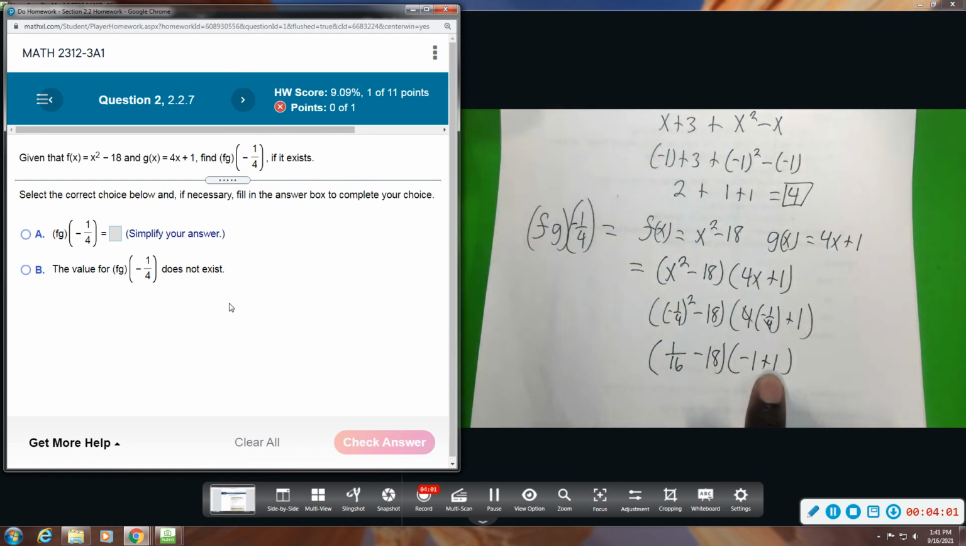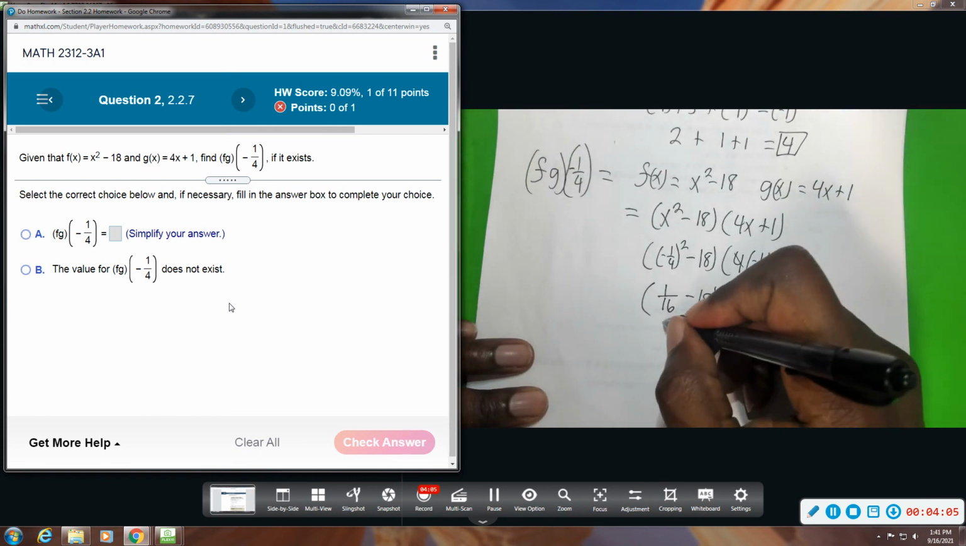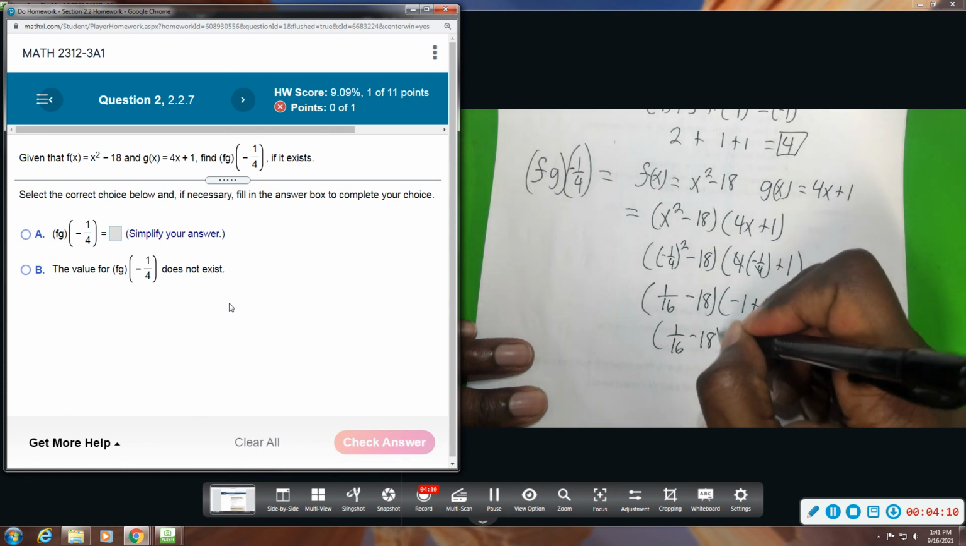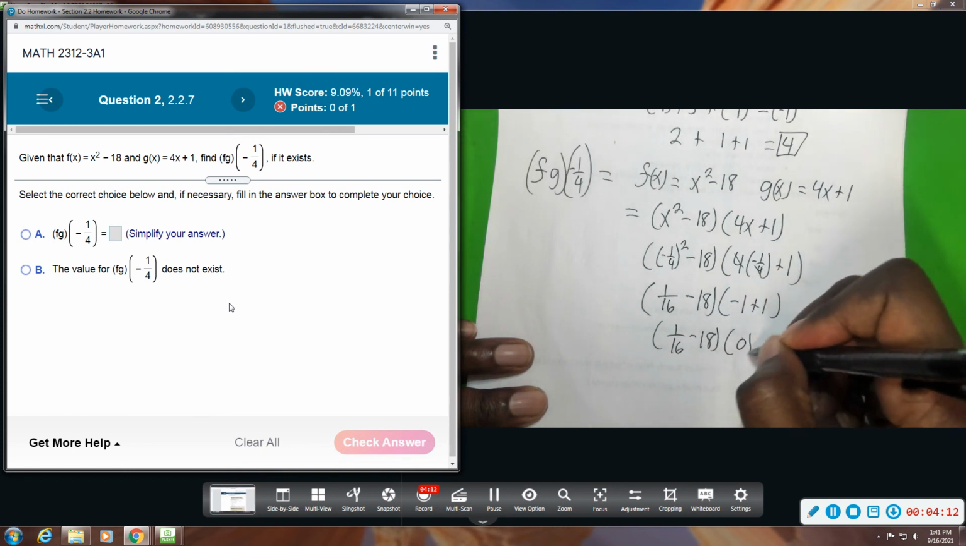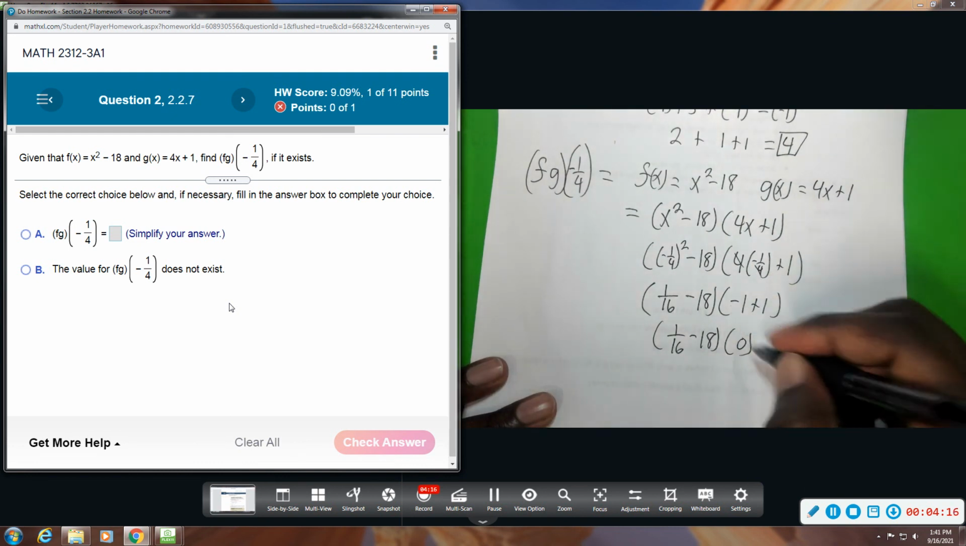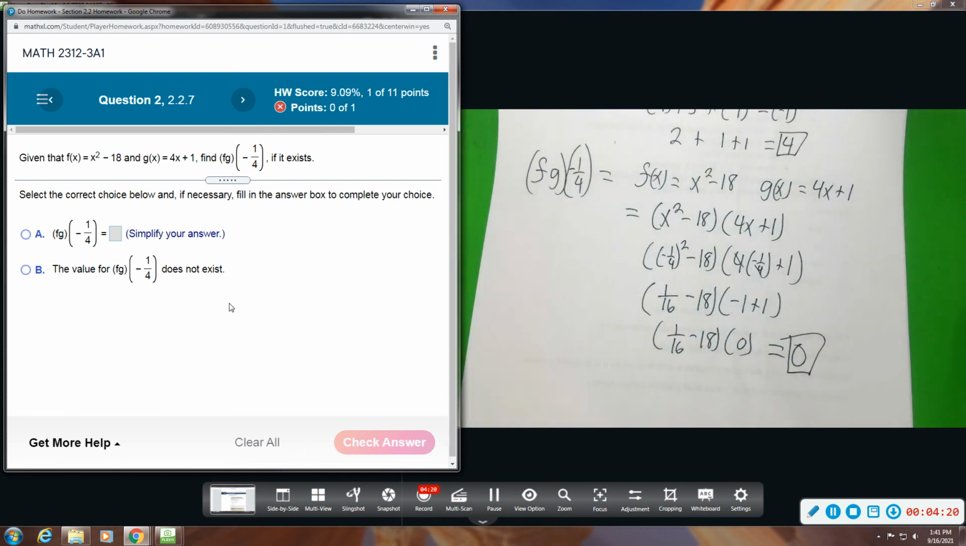So when I simplify -1 plus 1, because I want to wait till I do the fraction, I will have 1 over 16 minus 18. And then this will be just times 0. And it doesn't even matter what this is. 0 times any number is going to be 0. So I don't even have to deal with the fraction in this case.